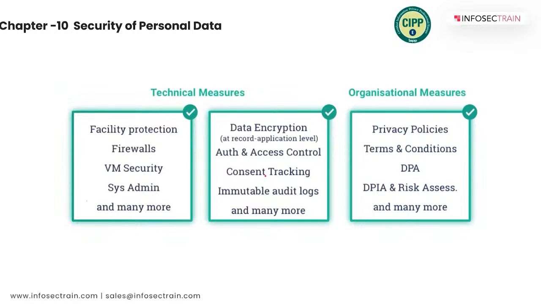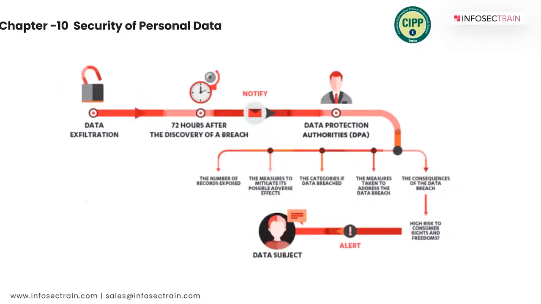When it comes to technical measures, there are different options. You're going to look into technical controls like firewalls, data encryption, consent tracking, and audit logs. And organizational measures include your policies, procedures, conducting DPIAs, and implementing different aspects of procedure and organization. These are some of the examples. So I'm going to touch on one important topic in this chapter, which is the data breach notification requirement.